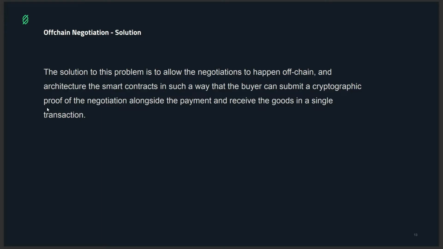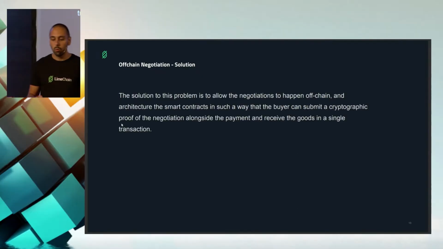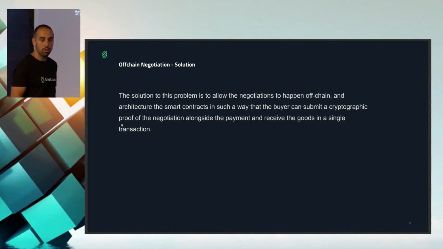So yeah, this is the solution. You can design your architecture. You can design your smart contract in a way that you can submit cryptographic proofs of every step of the negotiation, the off-chain negotiation that is happening. By the way, this is the way that, for example, popular NFT marketplaces work, like OpenSea. This is why you have free listings or nearly free listings of assets. This is the pattern that they use.